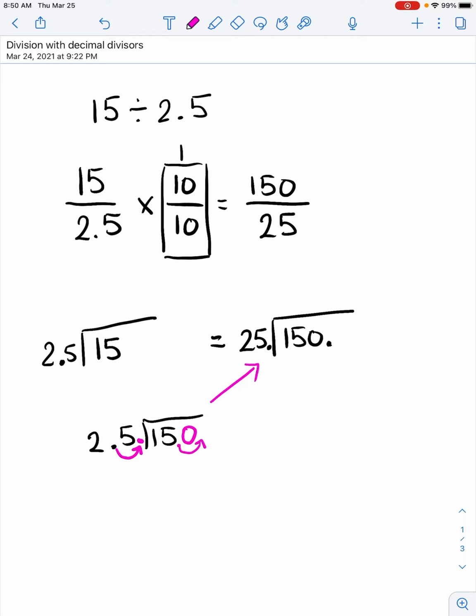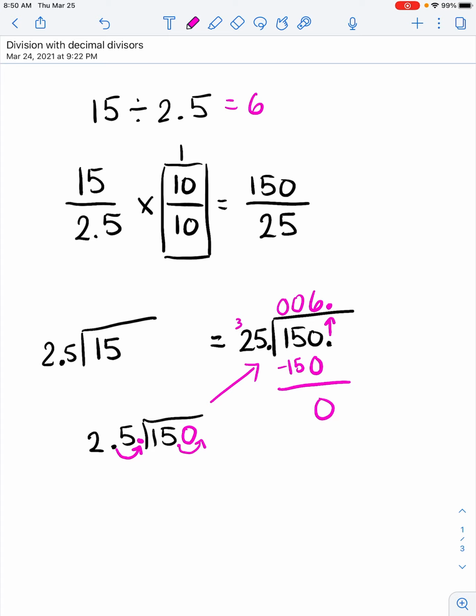So 25, well, let's put that decimal point in the quotient. 25 does not go into 1, 25 does not go into 15. But 25 goes into 150 6 times. And 6 times 5 is 30. 6 times 2 is 12, 13, 14, 15. And so I know that this is going to be 6.